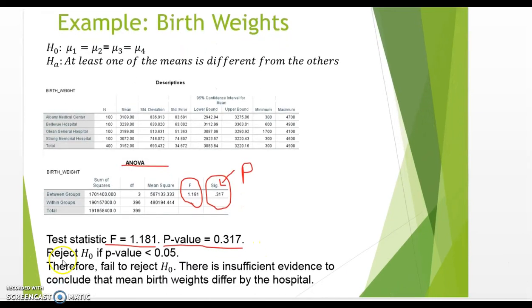We should go ahead and state the rejection rule, which is similar to what we have done so far. Reject the null hypothesis if the p-value is less than the significance level, 0.05. Our p-value is 0.317, so we fail to reject the null. There is not sufficient evidence to conclude that mean birth weights differ by the hospital, by the facility.